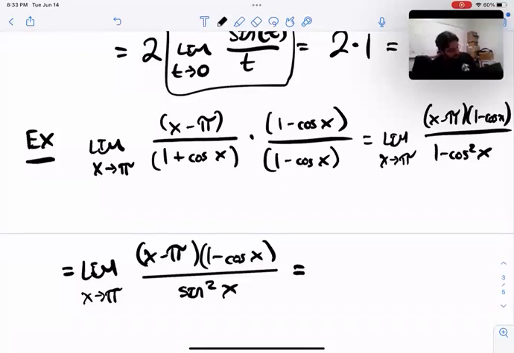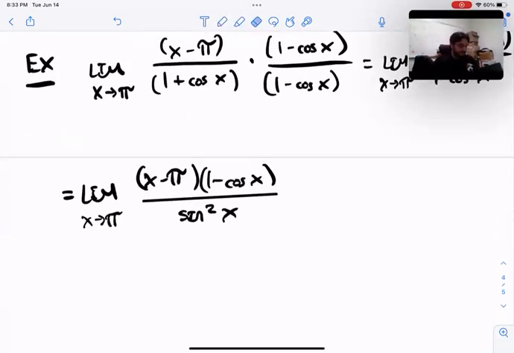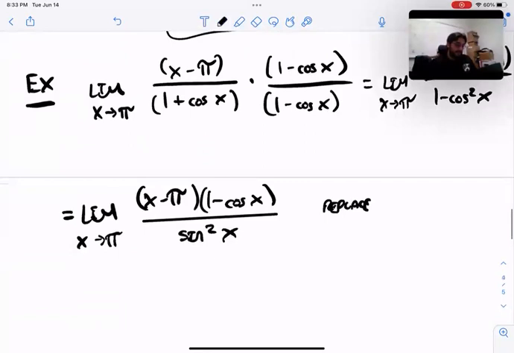But what I could do is, again, try some sort of substitution to clean this up and make it look a little more familiar. In particular, I have this sine squared down there in the bottom, so maybe a good thing to do would be to replace x minus pi by something, so that I get away from this pi and over to 0. If I could replace x minus pi by, say, t, this is combining a conjugate with a substitution. So let's do t equals x minus pi.